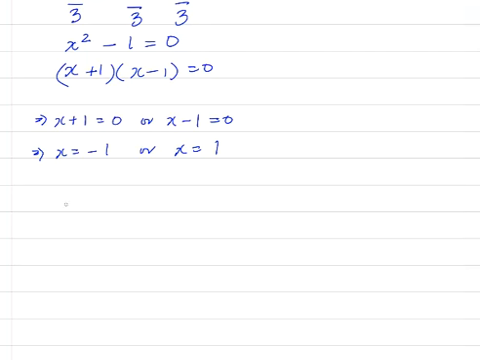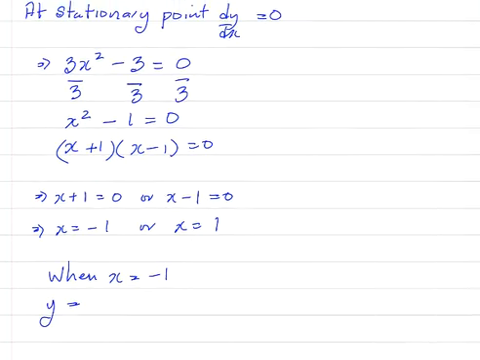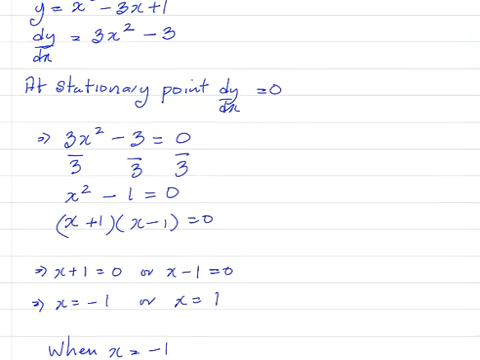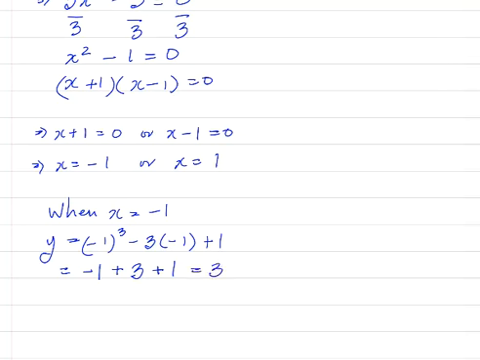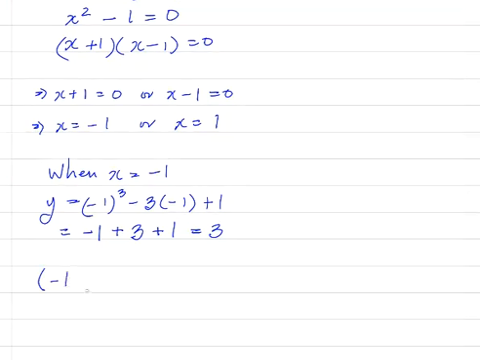So let's get the corresponding values of y. I'm going to say when x is equal to minus 1, y would be equal to, back up here, x cubed minus 3x plus 1. So it's minus 1 cubed minus 3 times minus 1 plus 1. So this is minus 1. Whenever you multiply 2 negatives, you're going to get a positive, plus 3 plus 1. So here y is 3. So minus 1, 3 is a stationary point.